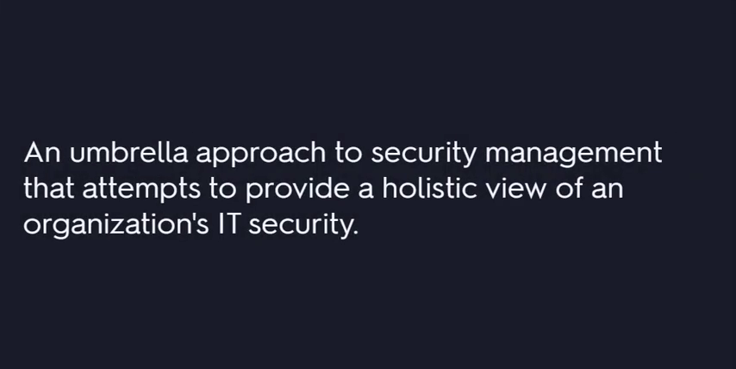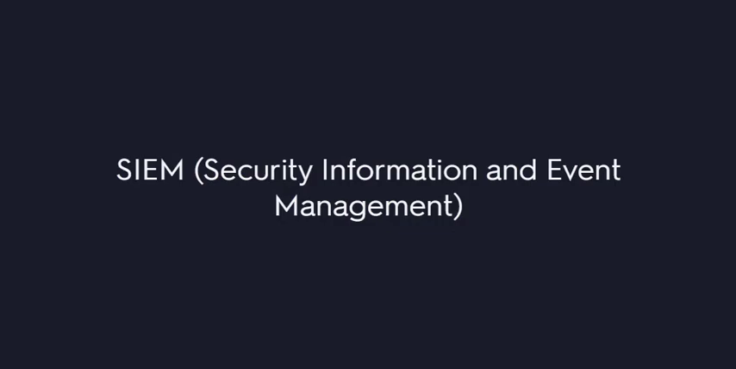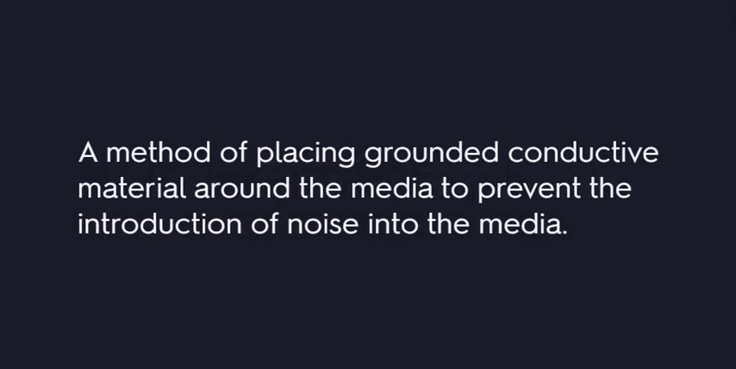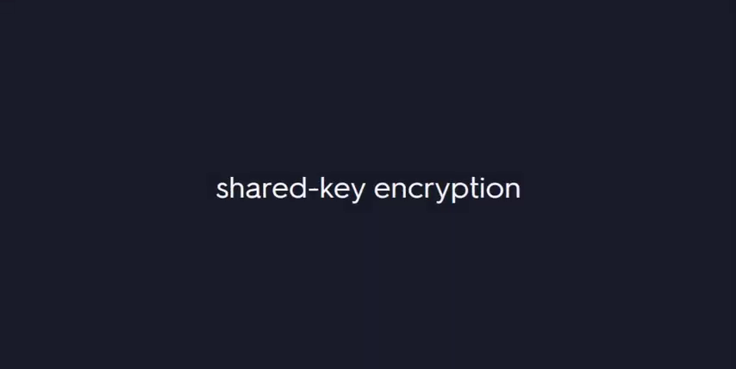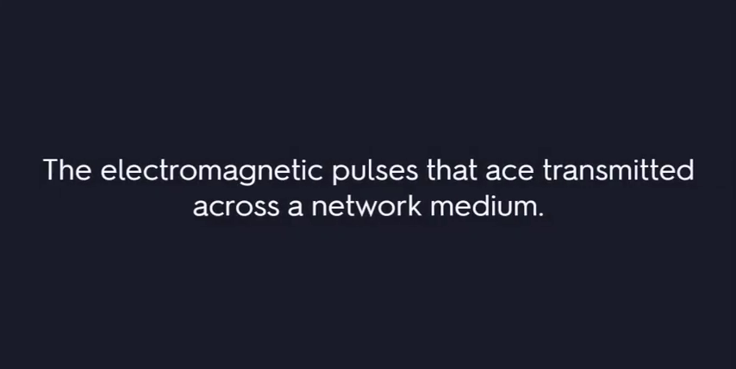Signal bounds. An umbrella approach to security management that attempts to provide a holistic view of an organization's IT security. Seam. A method of placing grounded conductive material around the media to prevent the introduction of noise into the media. Shielding. An encryption system in which a single key is shared between parties in a communication and used to both encode and decode the message. Shared key encryption. The electromagnetic pulses that are transmitted across the network medium.